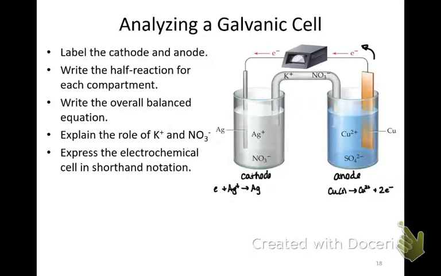We can write this as an overall balanced chemical equation by thinking about balancing the electrons. To balance the electrons, we're going to need 2 of the silver reactions. So we can imagine 2 silver plus ions plus copper become copper ions plus silver.